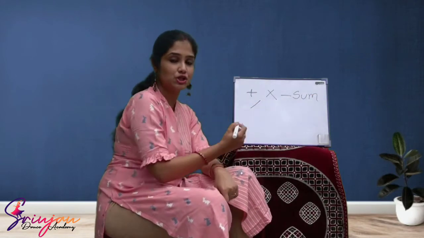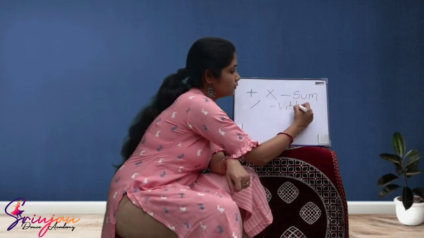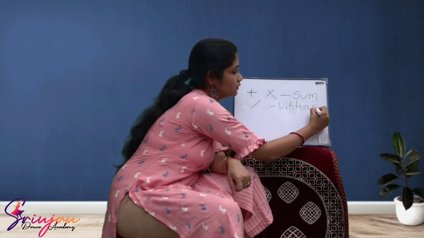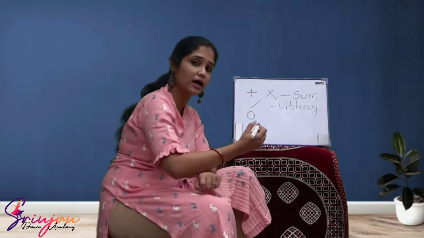This slash, this is the sign of a vibhag. This is used to show the smaller groupings of the matras in a tal, the subdivisions of the beats in a tal. This is a 0, it is the sign of khali.